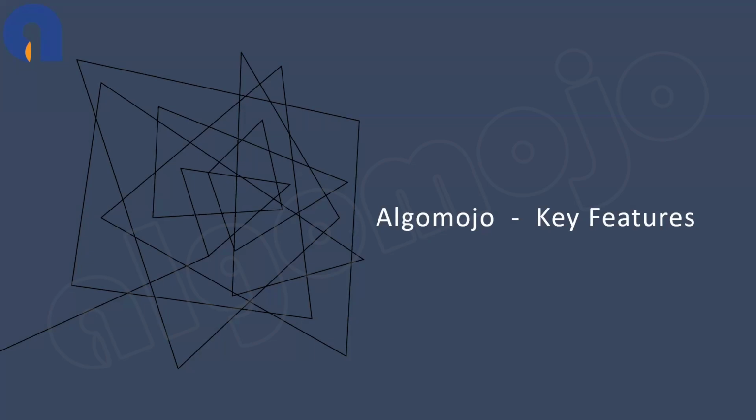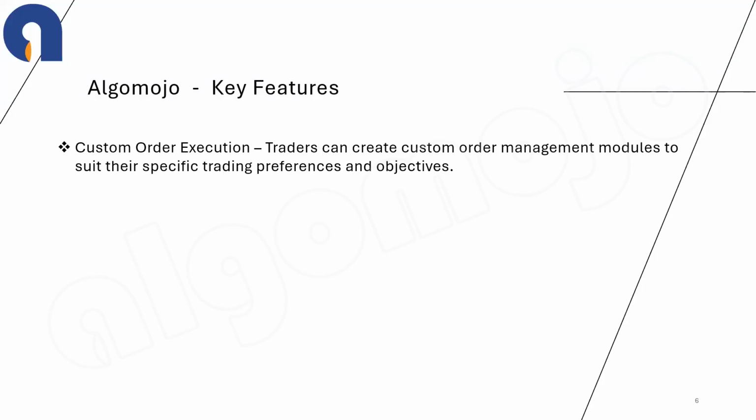Some of the key features of Algomojo: you can customize what it is that you want to trade in the Algomojo platform itself. You can define what you want to trade, whether it is equities, futures, or options. You need not do any of these things in the charting platform. You can set all the trading parameters in Algomojo itself, whether it is equities, futures, or options that you want to trade.